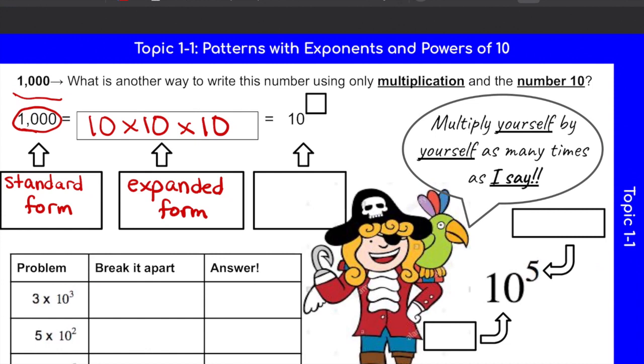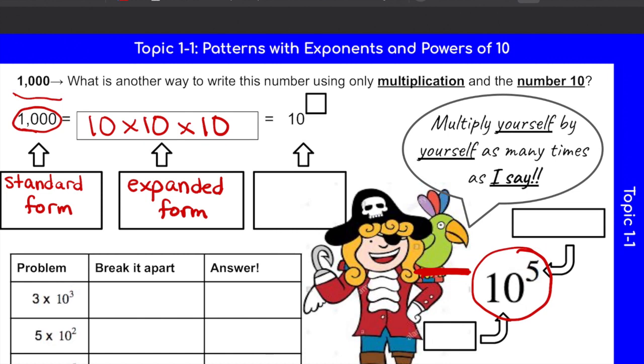All right, and then lastly, we're going to get to this last form. But before I get to that, I want to look at this pirate and this parrot. It seems a little strange that on a math page, you would see a picture of a pirate and a parrot, okay? But if you notice, the parrot is sitting on the pirate's shoulder. And it looks very similar to this image right here, okay?